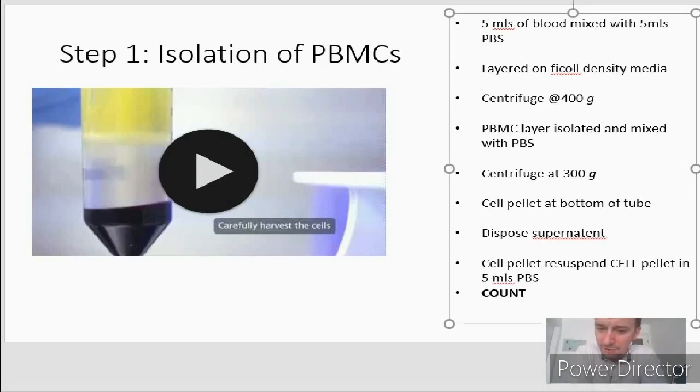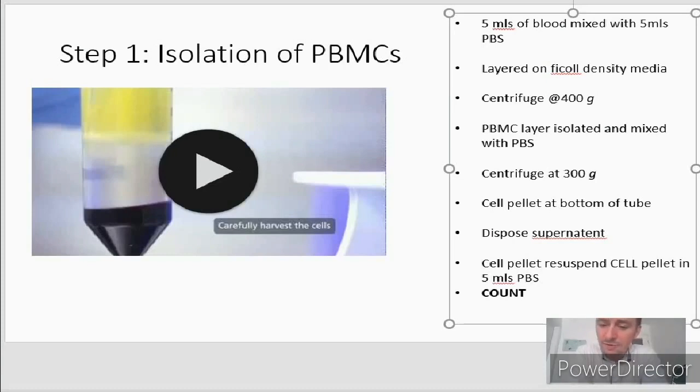You then centrifuge it at 300 G, and what you'll have at the bottom of the centrifuge tube is a cell pellet. That is, the cells have stuck to the bottom of the tube, and you remove the supernatant, that is the PBS, and now you have a pellet of cells at the bottom of your tube, and you resuspend the pellet of cells in 5 mL of PBS, and that is the solution that Emer has provided you with. A 5 mL PBS solution containing the peripheral blood mononuclear cells that has been isolated from the blood.